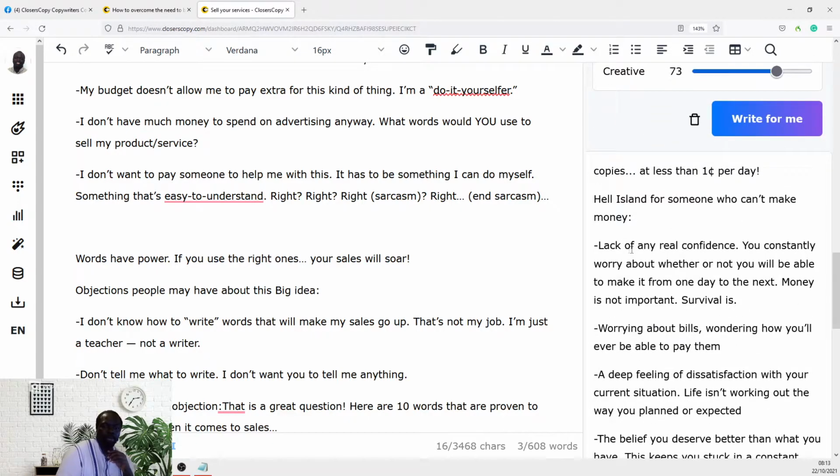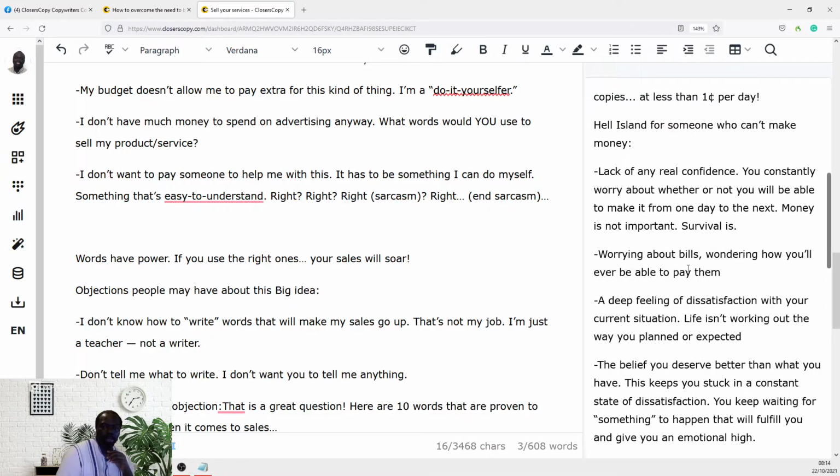Okay, lack of any real confidence. You constantly worry about whether or not you are able to make it from day to day to the next. Okay, worrying about the bills, wondering how you'll be able to pay them. So this is now coming from angles that are not necessarily directly linked to ebook sales, but is looking at the kind of problems a person who wants more ebook sales will have in their lives.